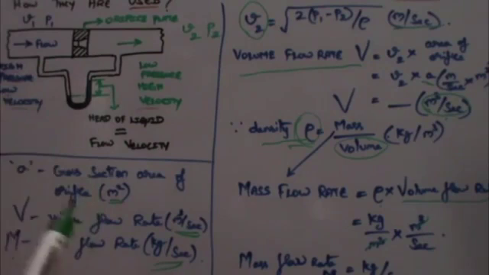Thus we arrive at a value where we can calculate the amount or the mass of the fluid which has passed through a particular point in a given time. This is how a flow meter works.